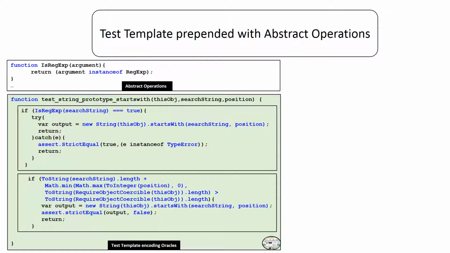In our current running example, Swami successfully generated compilable code corresponding to both kinds of conditional statements, and the slide shows you the test template that encodes the oracles which are extracted from the specification, as well as the abstract operations that are prepended to the test template. However, this is just a function which encodes the oracles and will not execute the method under test by itself.